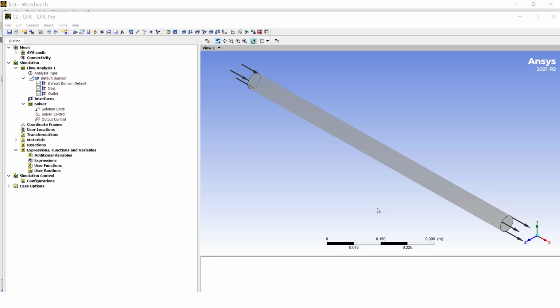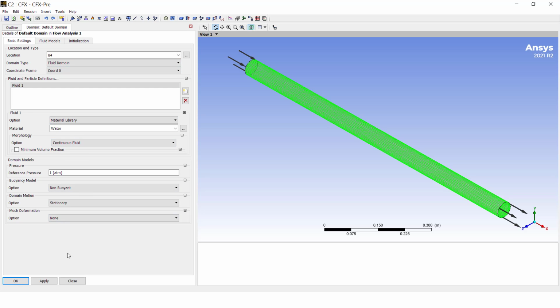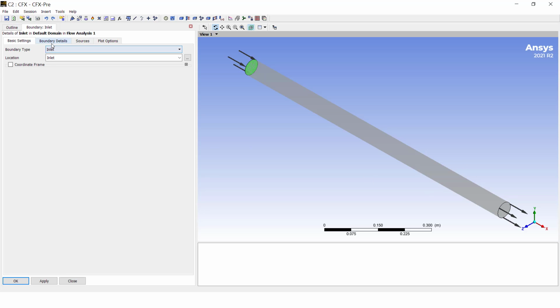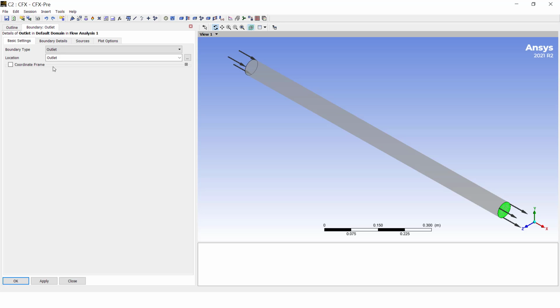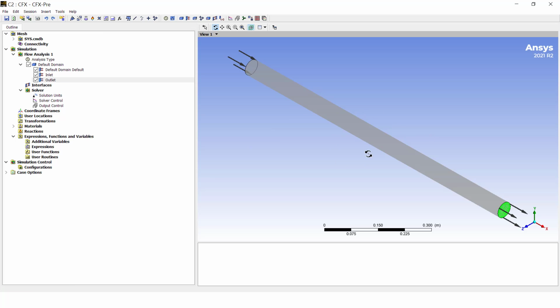The case shown in this video is a simple horizontal pipe flow. The fluid is water, and we have an inlet boundary condition and an outlet boundary condition. The inlet boundary condition is a mass flow rate of 5 kilograms per second, and the outlet is a pressure outlet with a relative pressure of 0 Pascal. This is the full 3D geometry.